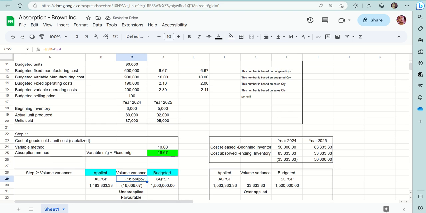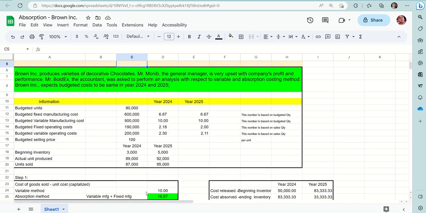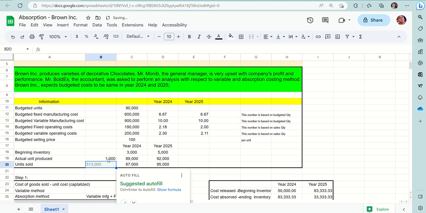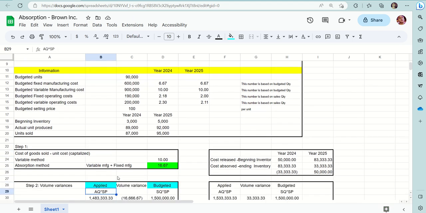So we have a favorable volume variance, and this is underapplied. And why? The moment you see the problem, you would know it's underapplied. How do you know that? Because we budgeted for 90,000, you produced 1,000 units less. Again, I could show that to you here: 89,000 minus 90,000, 1,000 short. That's how you know it's underapplied. Because it is underapplied, we have less costs.